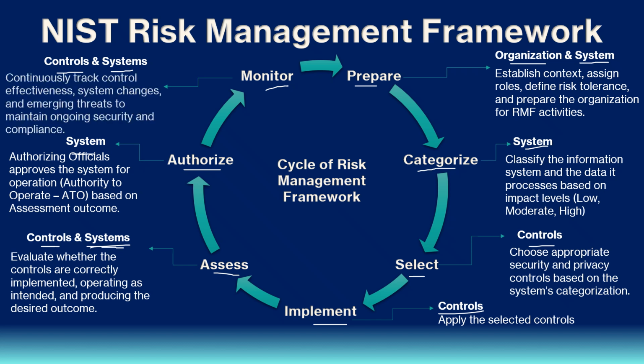The next is monitor. Even after the system is authorized to operate, the work doesn't stop. Risks are constantly evolving, so the systems must be continuously monitored. This ensures any new threats are identified quickly and their potential impact is assessed, keeping your business secure at all times. Hope this particular risk management framework with all 7 steps are clear to you.